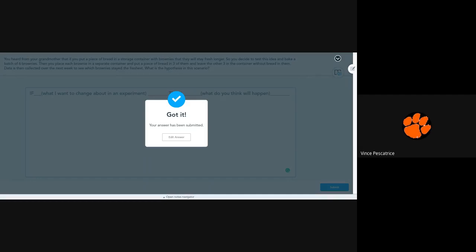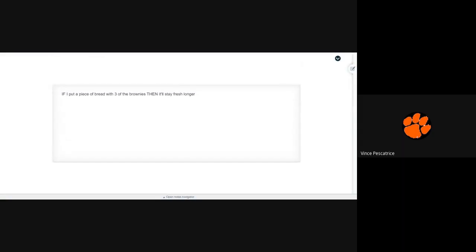All right, so here's an example of some of the good ones. I'll give out a few of them, and if I don't share yours, that doesn't mean it wasn't good. I'm just sharing ones that really hit the nail on the head. Here, if I put a piece of bread with 3 brownies, then it'll stay fresh longer. Excellent. Here's another one. If I put a piece of bread in one of the containers, it will be more fresh than the brownies that do not have one.